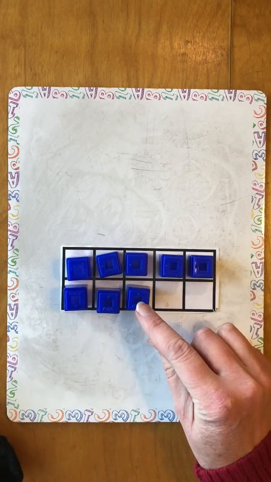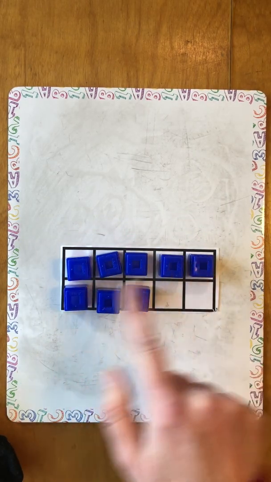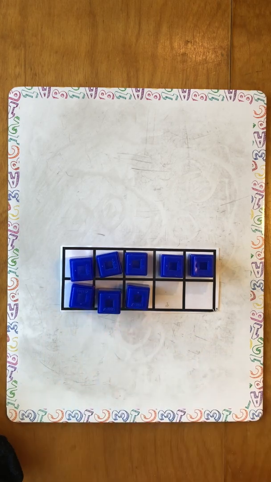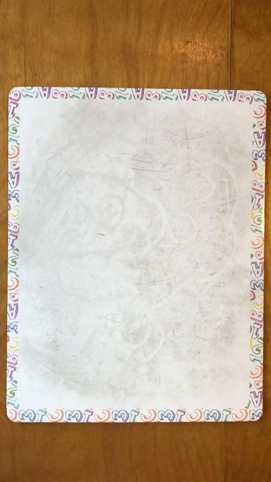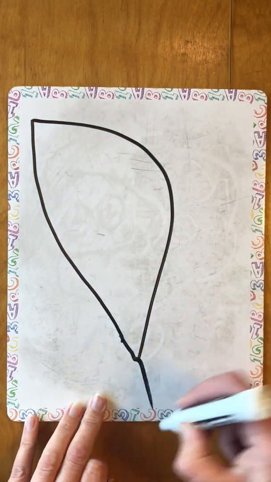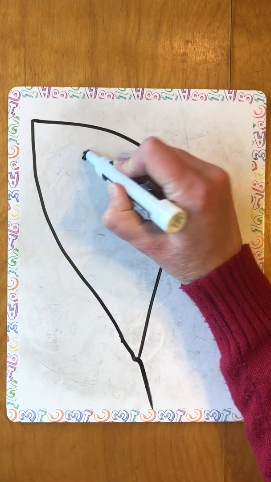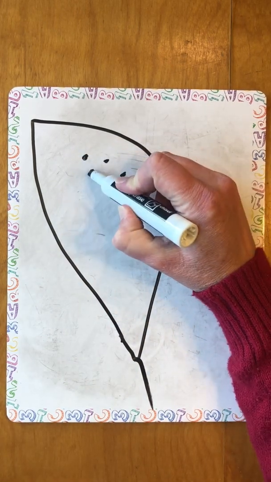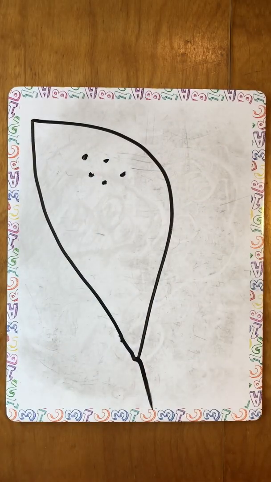So to build it, it would look like this. 5 bugs are on the leaf, and then 3 more came along. 5, 6, 7, 8. We have 8 altogether. Let's draw it. I'm going to make a real big leaf. 5 bugs are on the leaf. I'm just going to make little bugs. 3, 4, 5. 5 bugs are on the leaf.